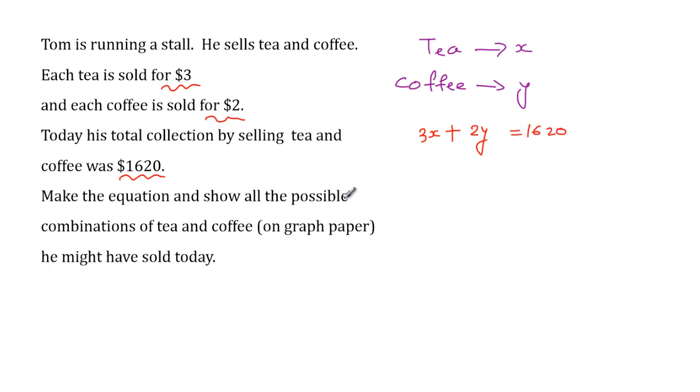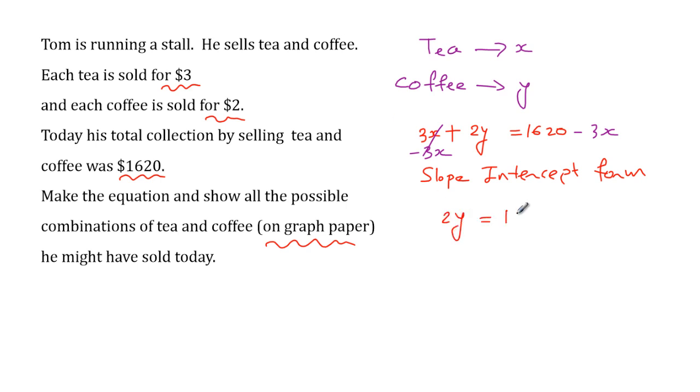Now this says that we need to show it on a graph paper. Very simple. What we can do, we will isolate y from this one. Indirectly, I will write this equation in slope-intercept form. So it's very easy to isolate y. First of all, I will do minus 3x both the sides. So this will be cancelled. I have 2y is equals to 1620 minus 3x.